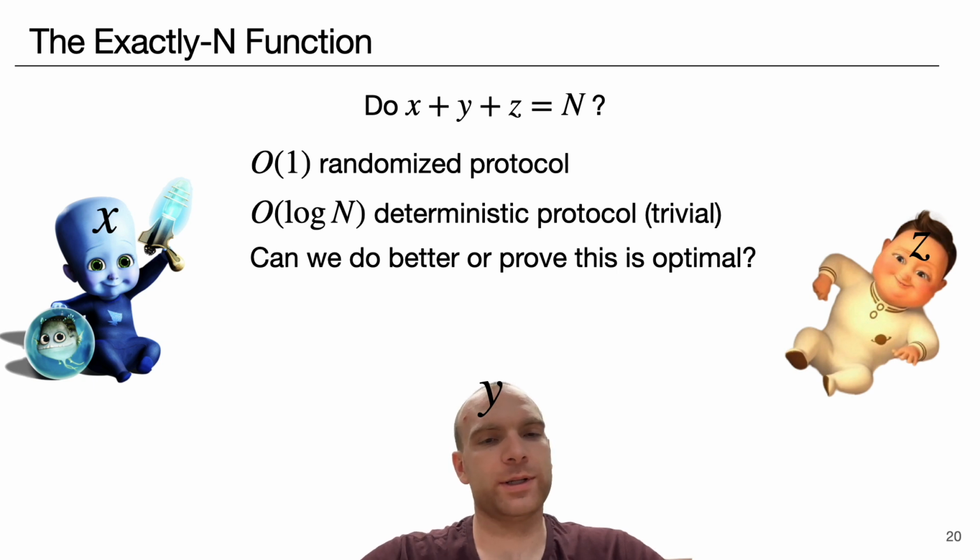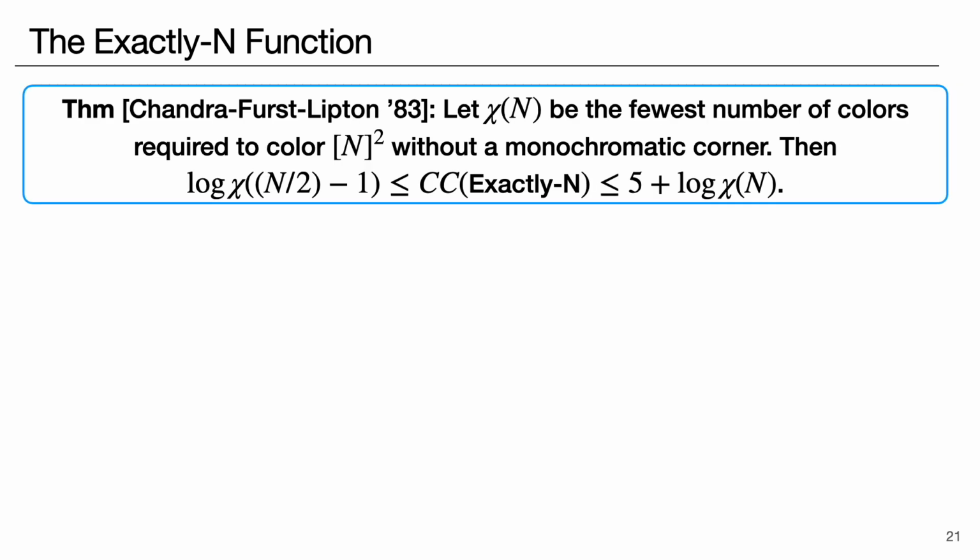Now the punchline to this comes in the form of a very beautiful connection by Chandra, Furst and Lipton, who showed that the communication complexity of exactly n for these 3 players is essentially characterized by the fewest number of colors you need to color the n by n grid without having any monochromatic corner, which means probably what you think it means. This is just a corner where all 3 points are colored the same.